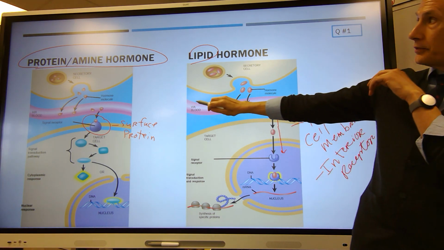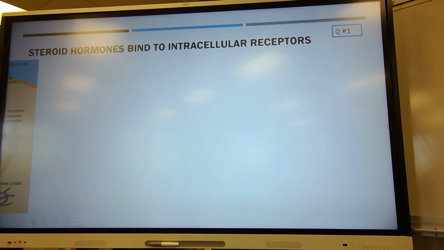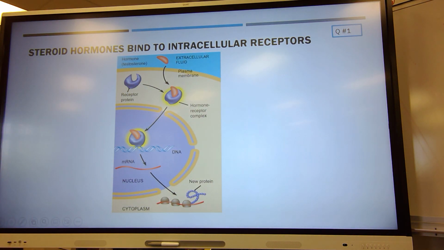Whereas the receptor for the protein amine hormone is going to be on the surface. So amine hormones are just a few amino acids, or maybe even one amino acid, where protein hormones are just a little bit longer. All right. Same thing with steroid hormones, which are lipid hormones. They go through.